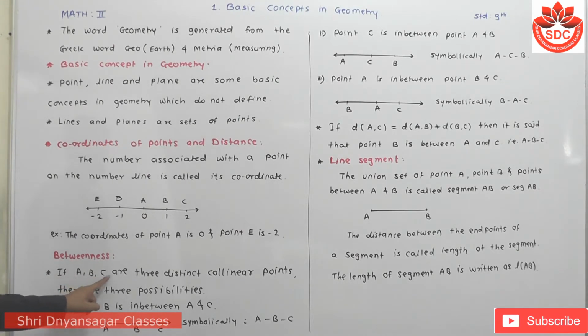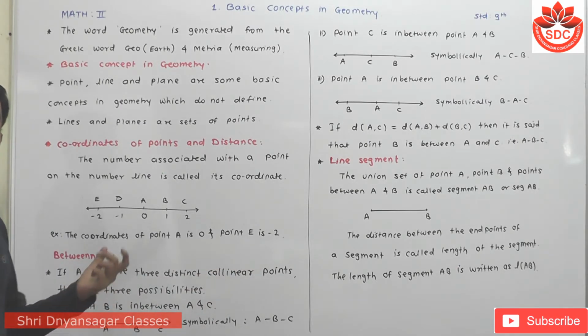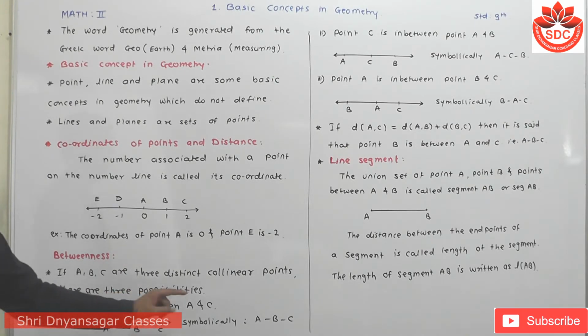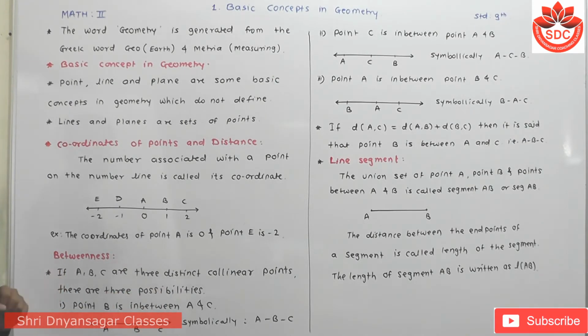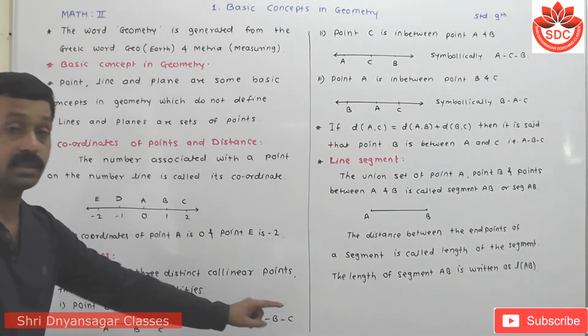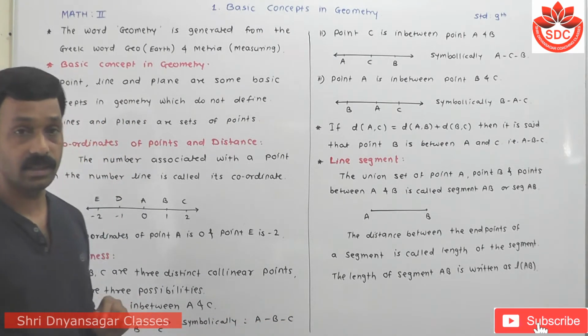If A, B, C are three distinct collinear points, meaning these three points lie on the same line, there are three possibilities. The first one is that point B is in between points A and C. Now we draw one line, where point B is in between A and C. Symbolically we write A-B-C. We read it as B is in between A and C.